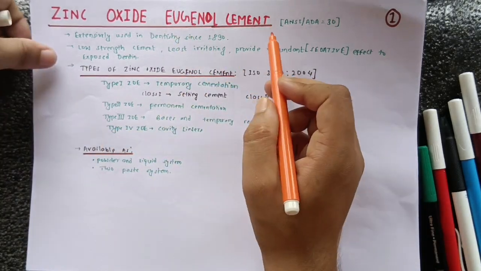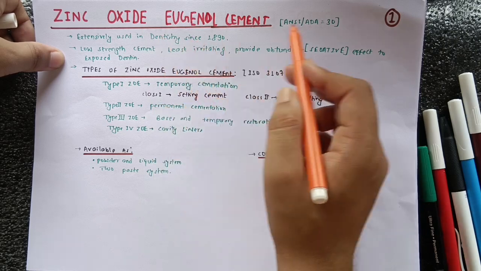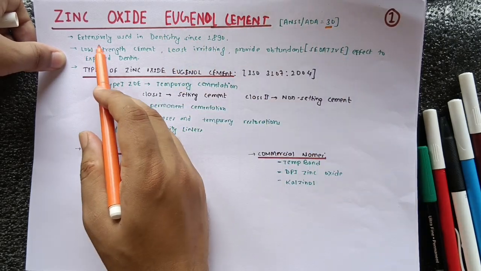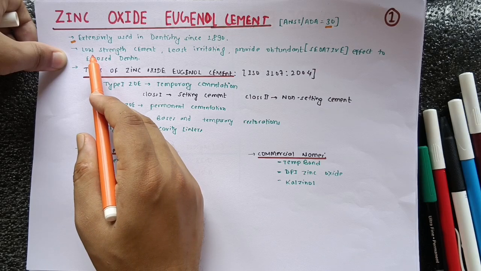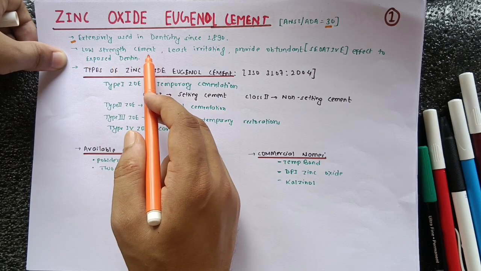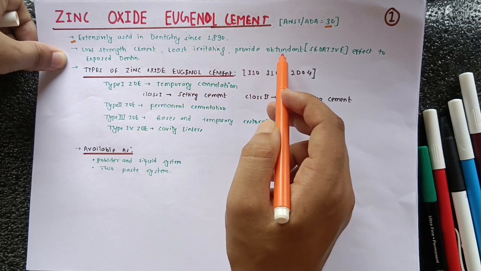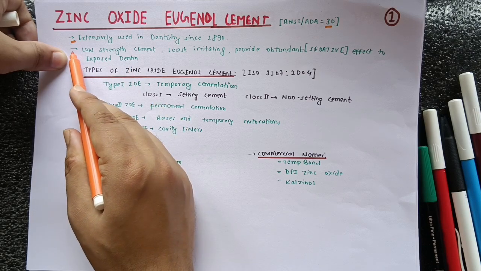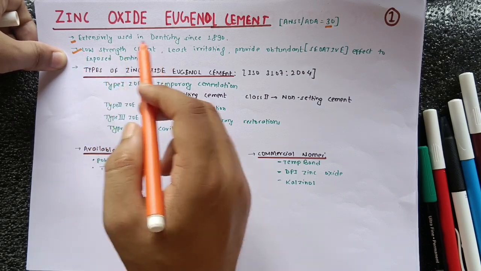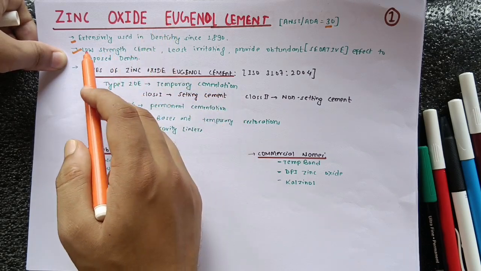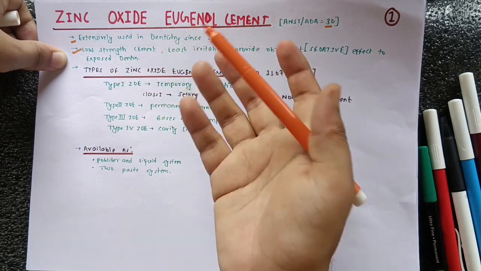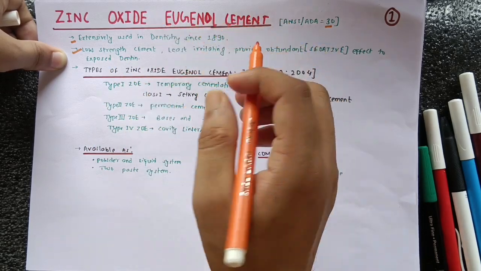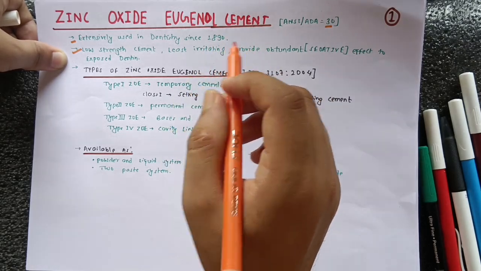As I have written here, the ADA number of zinc oxide eugenol cement is 30, and it has been extensively used in dentistry since 1890. It is a low strength cement, least irritating, and provides an obtundant, sedative effect to the exposed dentin. This is the most important line of this chapter. So it is a low strength cement, and similarly a least irritating cement; it doesn't irritate the pulp much.